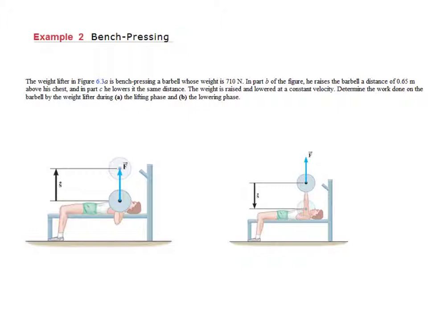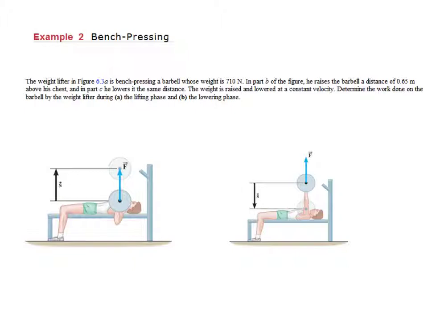Here we have another example where we have a person that's lifting weights. Over here they're lifting the weight up, so they're applying a force upward, and the displacement is up. In the second diagram, they still have to push up, otherwise the weight would fall on them, but they can push up while lowering the weight down.